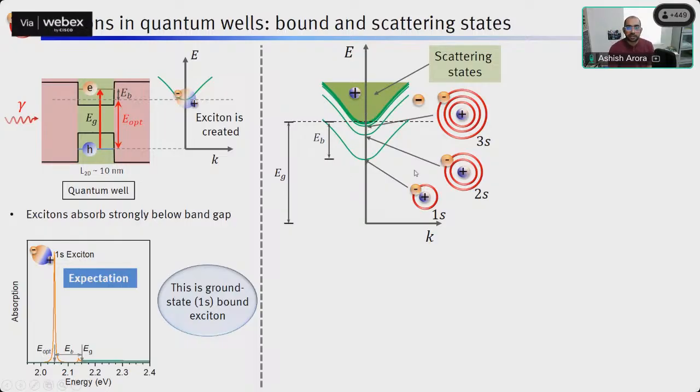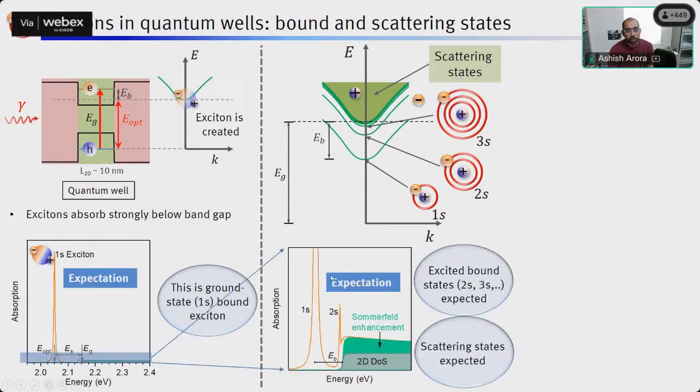Now this is again expectation, and where does this expectation hold true in the experiment? Well, let's zoom into this part. Ground state I have seen. I have to show you the excited states and scattering states. Now I zoom into this part. I notice this ground state is there. There is a 2s state which goes very close to the band gap. This is what is expected again, the excited state. This will have a very low intensity.